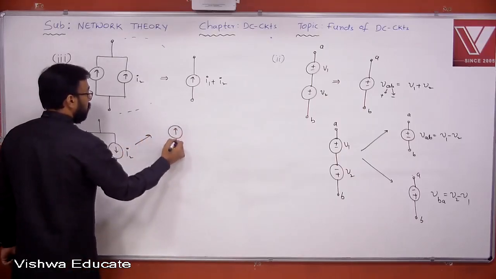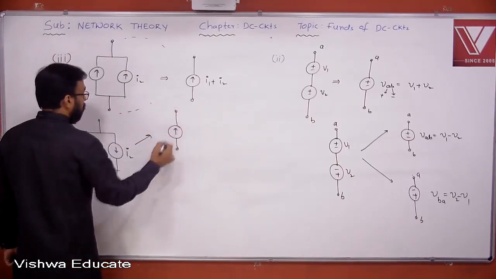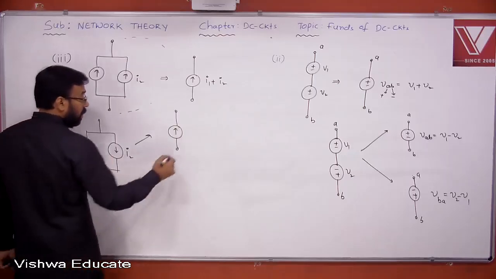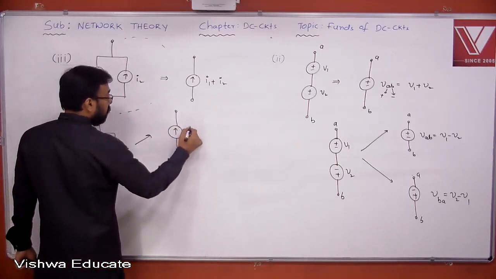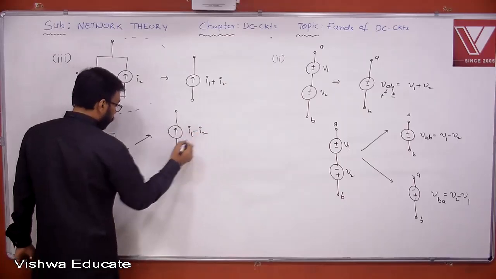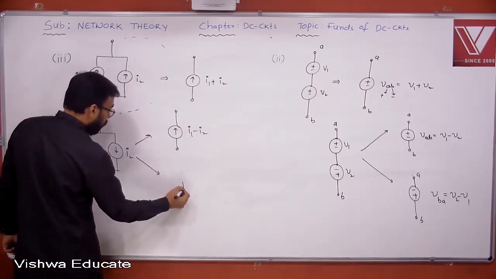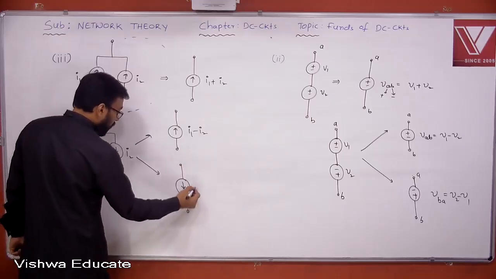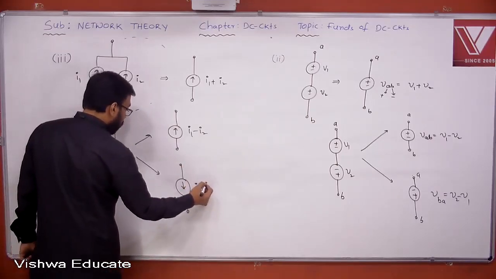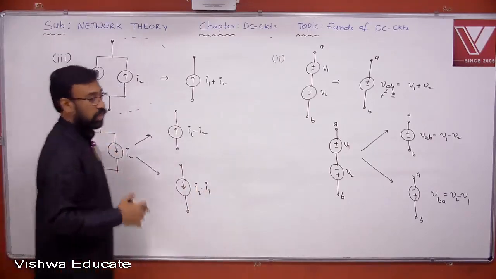I1 is greater than I2, assuming that, then the resulting current direction is the same as I1 only. That means I1 minus I2. If I2 is greater, then the resulting direction will be I2 minus I1. Please note down.